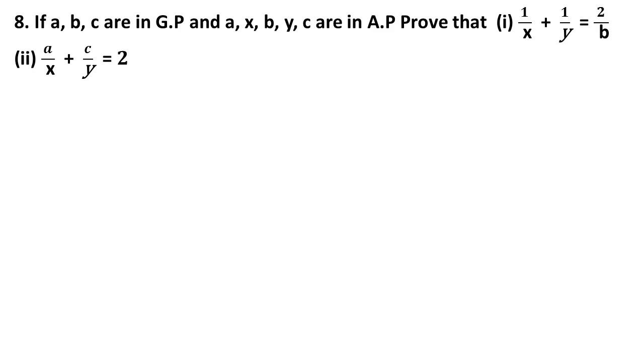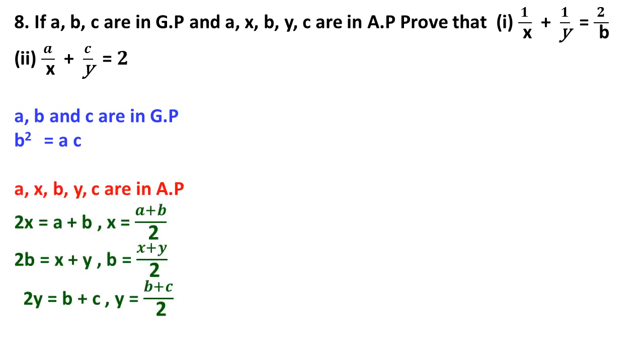Question number 8. If A, B and C are in GP and A, X, B, Y, C are in AP, prove that 1 by x plus 1 by y is equal to 2 by b, and the sub-question 2, A by x plus C by y is equal to 2. Consider the first result that A, B, C are in GP, that is b square is equal to AC. And the second result, A, X, B, Y and C are in AP.